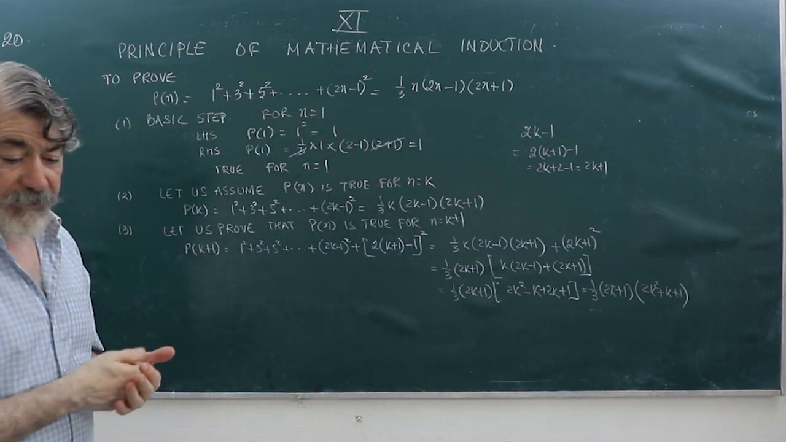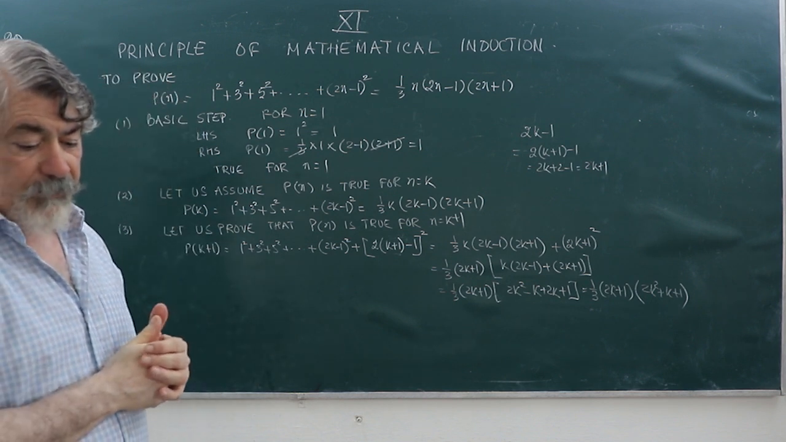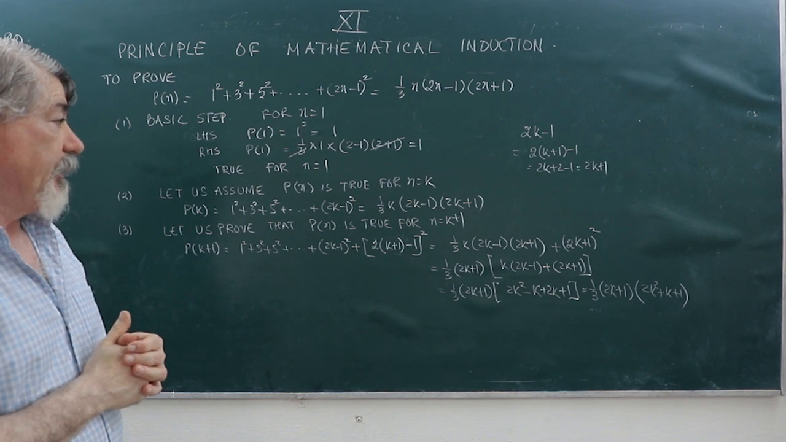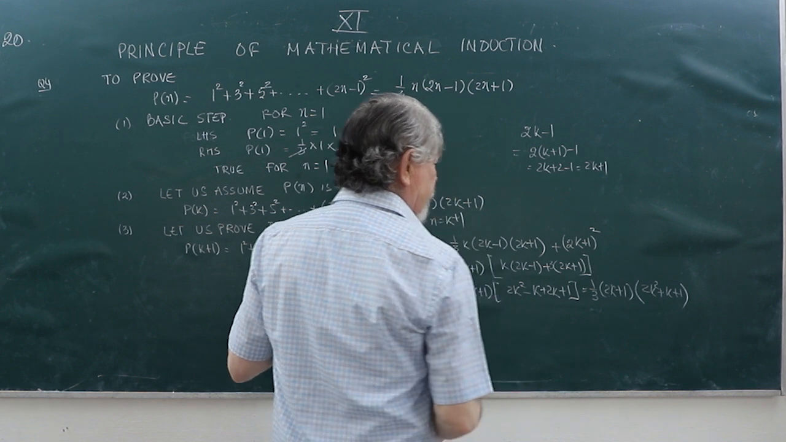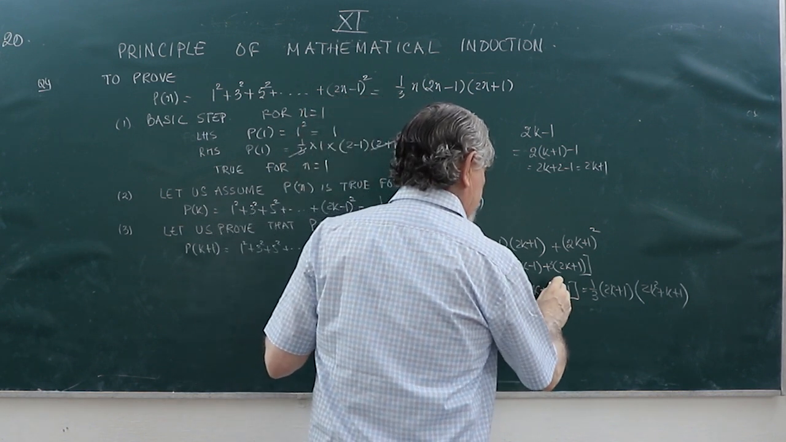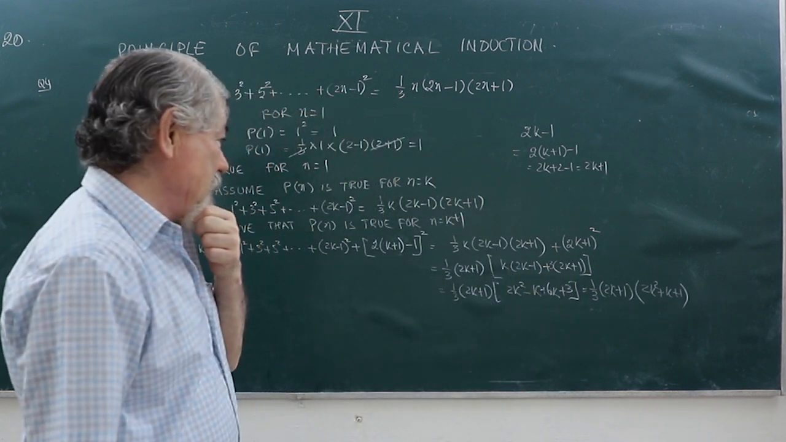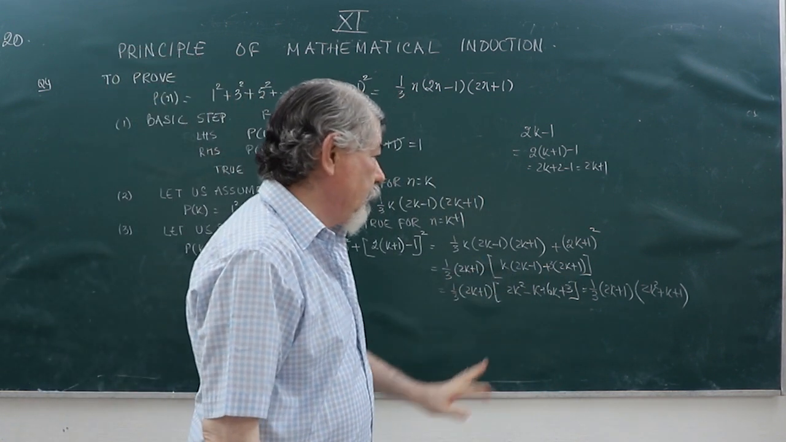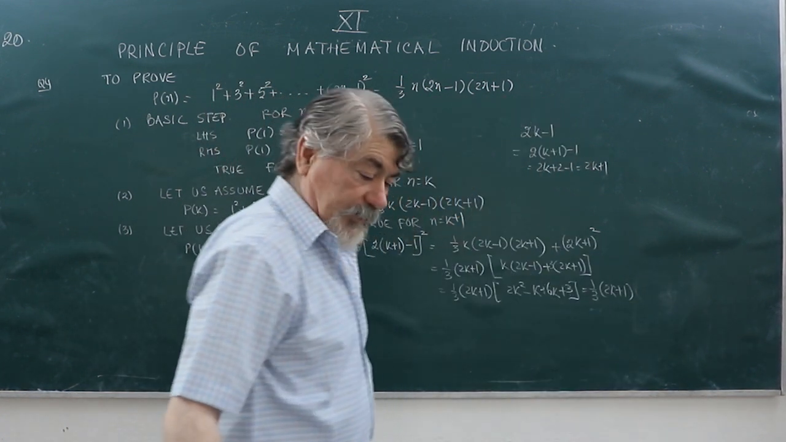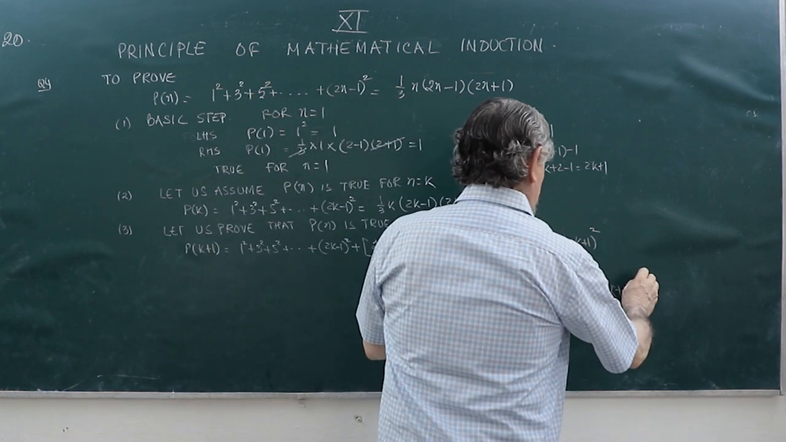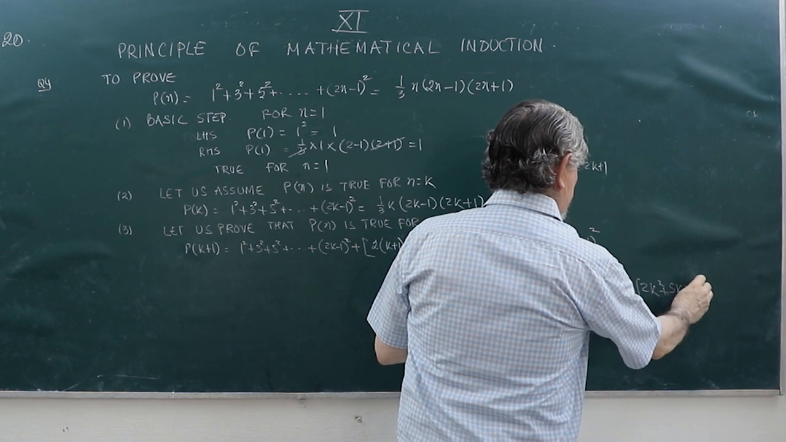Now, can we factorize this 2k squared plus k plus 1? Can we factorize 2k squared plus k plus 1? Now we have made a mistake. Here it is k, right? Now you have to take out 3. What do we get here? We get 2k squared plus 5k plus 2.